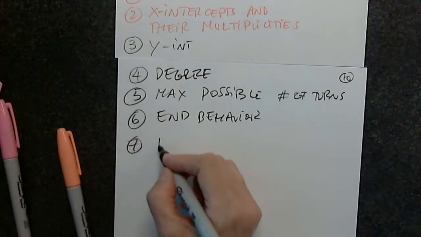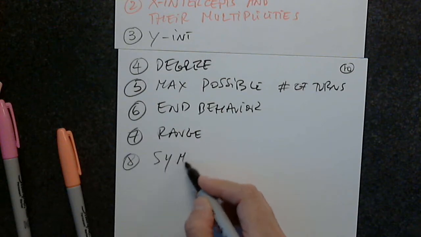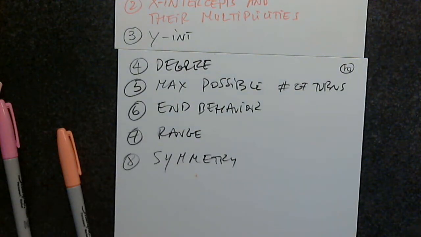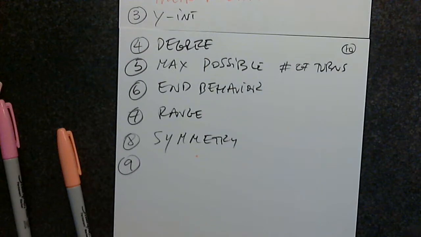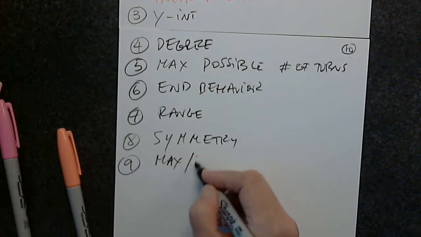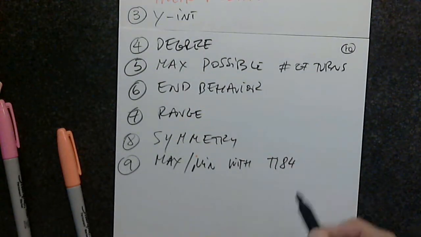7, range. 8, our best friend, symmetry. That means odd or even, but not degree. And the last one, number 9, max min with TI 84, 83. We don't have the information. We cannot do this by hand. Okay, TI 84, a graphing calculator.